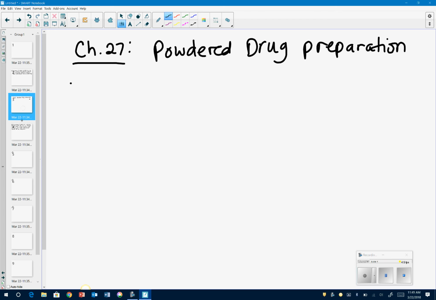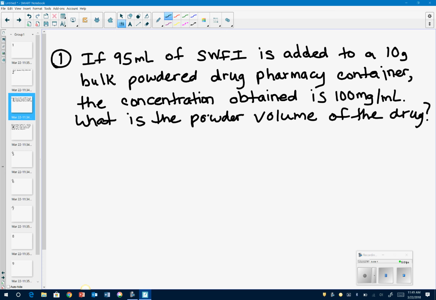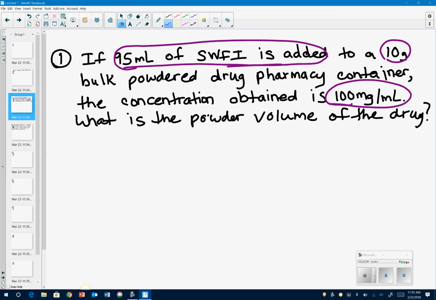For a couple of them I put the question on here, but for the other ones I'm just going to read. I figured the first couple we just do this. If 95 milliliters of sterile water for injection is added, we're going to save this for the end, to a 10-gram bulk powder drug pharmacy container, the concentration obtained is 100 milligrams per milliliter. So we know that's what we have in stock. 10 grams is what we want. What is the powder volume of the drug?